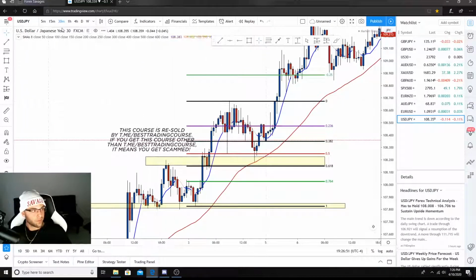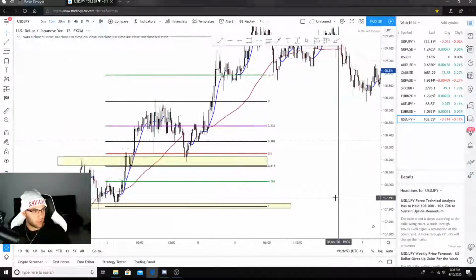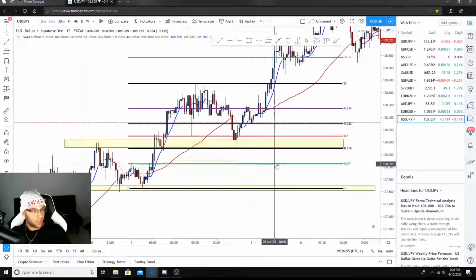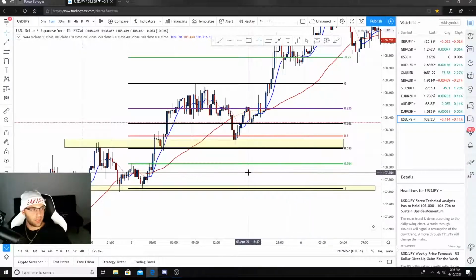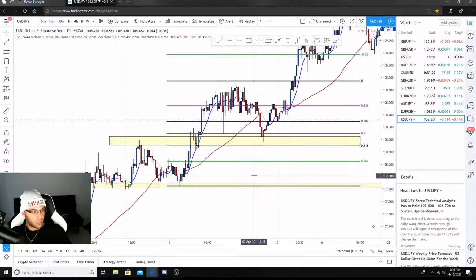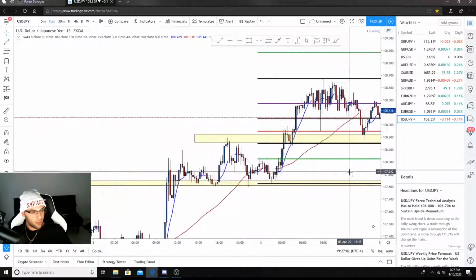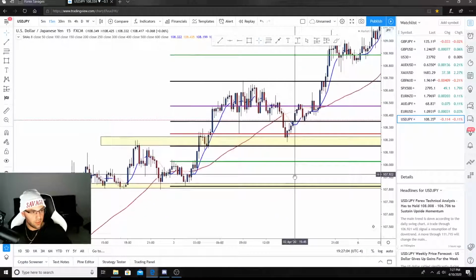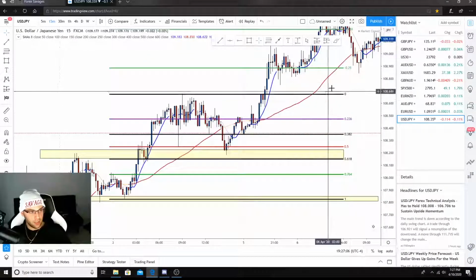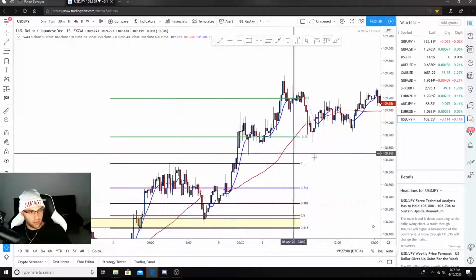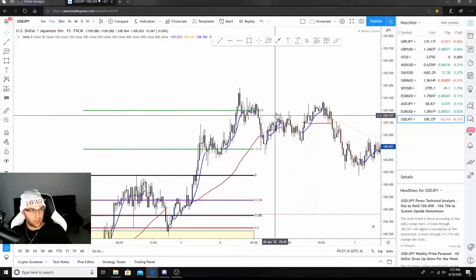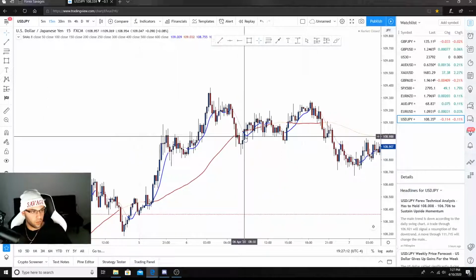Now let's go to the 15 minute. You guys will notice these patterns a lot, and sometimes you won't. Look at this, clean, clean, clean. Now let's see if we can find some form of a reversal.